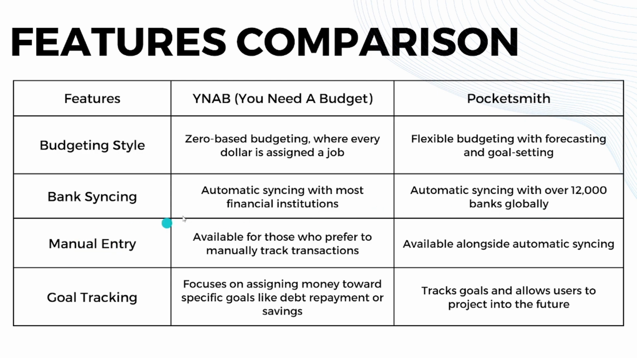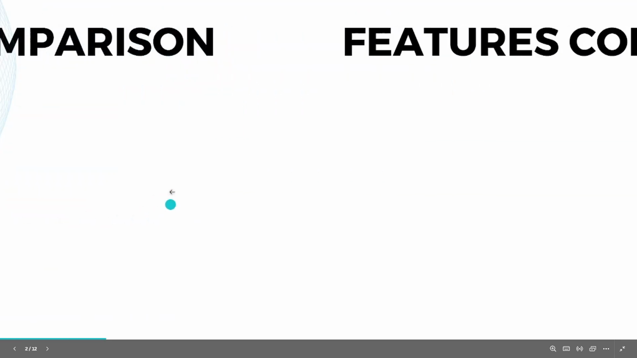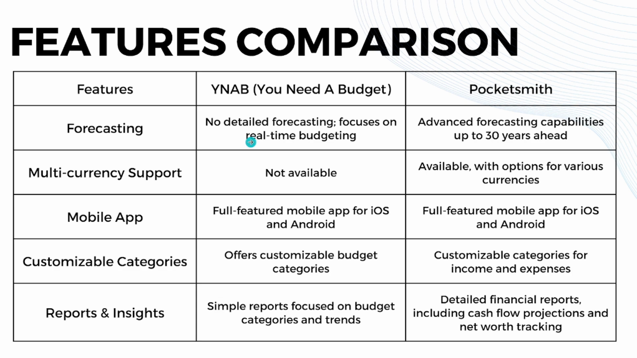And for manual entry, YNAB has it. They have manual entry available for those who prefer to manually track transactions. Same thing with Pocketsmith alongside automatic syncing. And lastly, for goal tracking, YNAB focuses on assigning money towards specific goals like debt repayment or savings, while Pocketsmith has goal tracking and allows users to project into the future. And for forecasting, YNAB has no detailed forecasting. They are only focused on real-time budgeting, while Pocketsmith has advanced forecasting capabilities up to 30 years ahead.